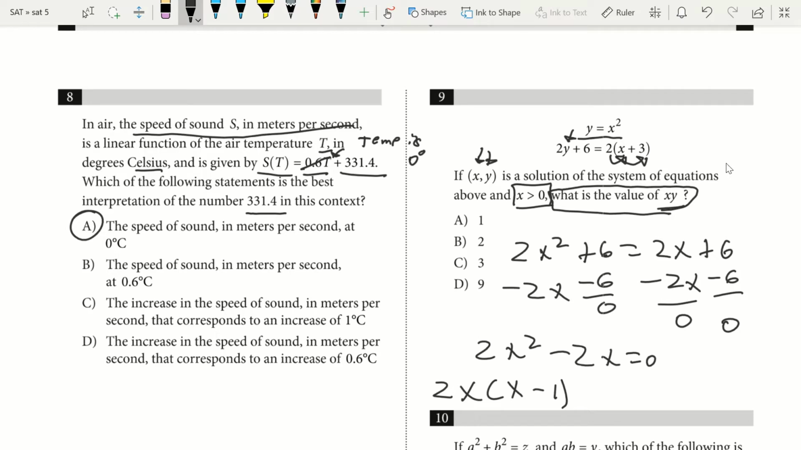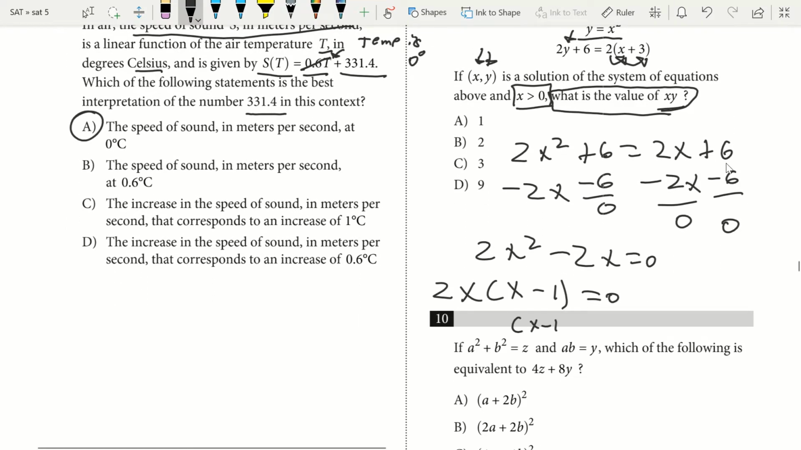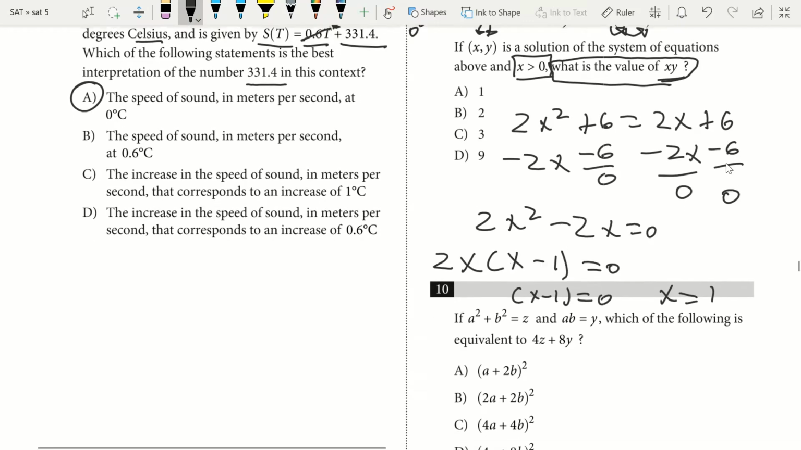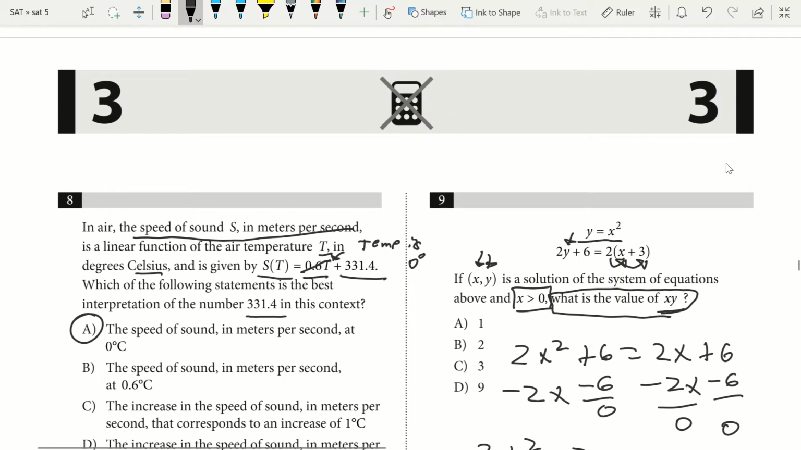Alright, now all I got to do is set that equal to 0, right? So now I have x minus 1 equals 0. We add 1 to each side, and we get that x equals 1. Okay, well now if we know that x equals 1, we can go ahead and plug 1 into our equation up top. So we have y equals x squared. We know our x is 1. 1 squared is 1, so we know y equals 1.